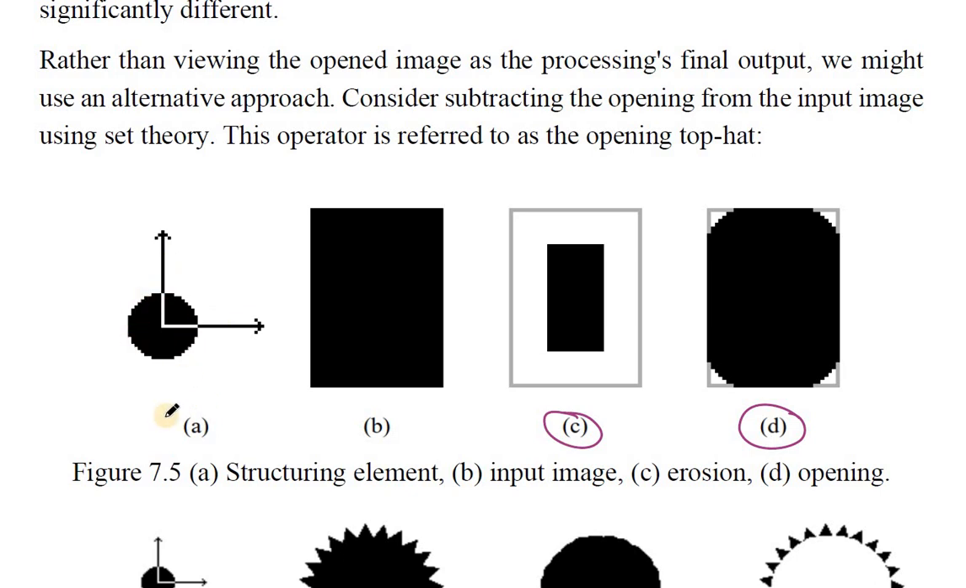Now let us see what happens when the structuring element is a circle and your input image is a rectangle. First you erode this input image. When you erode it, you will get a rectangle only but smaller in size, as you can see from the difference between figure B and C. Now what happens when you dilate this image C? Erosion is followed by dilation, right? When you dilate image C, because your structuring element is a circle, you get rounded squares like this. So after opening, this is your result.